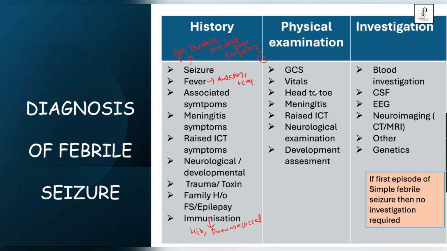you should be looking for any signs of pharyngitis or any rashes or any ear discharge. So you have to look at all of this. In meningitis, what are the signs of meningitis? Neck stiffness, Kernig's sign and Brudzinski sign. So look for that. In raised ICT, look for any unstable vitals or any squint, apparent squint, or increased ICT.